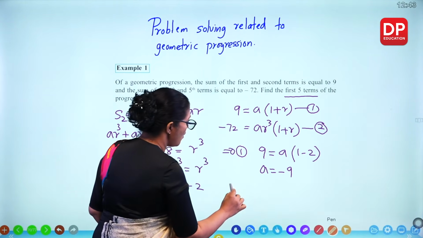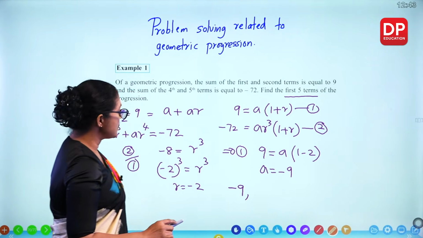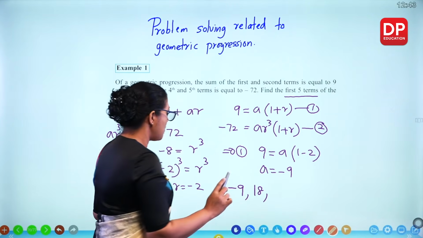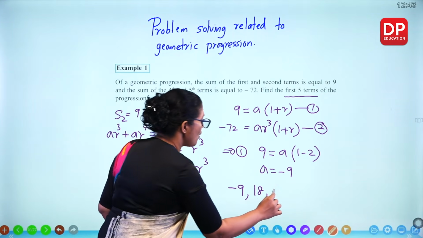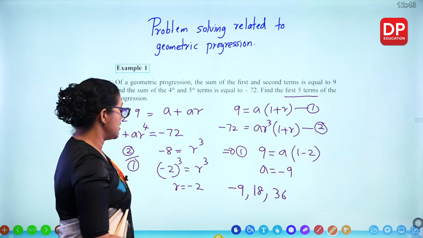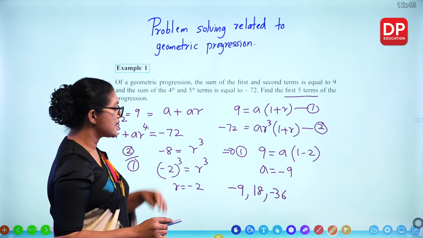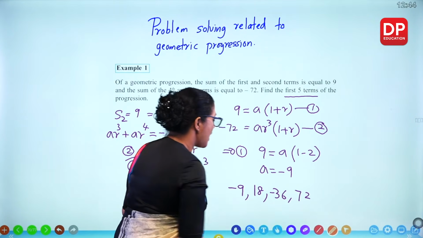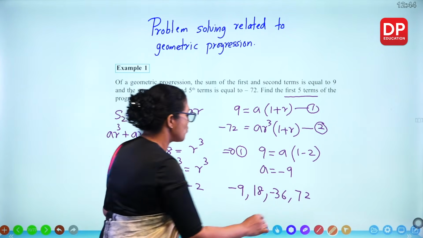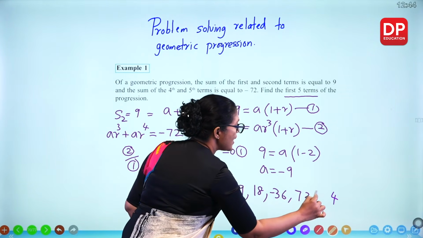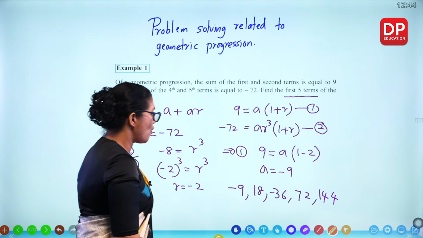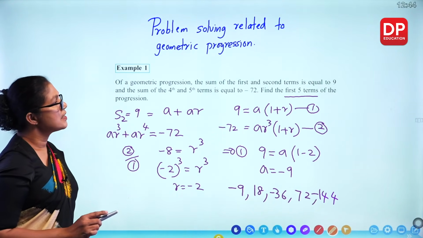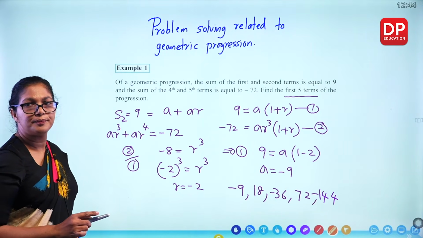So we'll write down minus 9. Minus 9 times minus 2, you get plus 18. Plus 18 times minus 2, minus 36. Minus 36 times minus 2, you get plus 72. Plus 72 multiplied by minus 2, you get minus 144. So these are the 5 terms in this sequence.